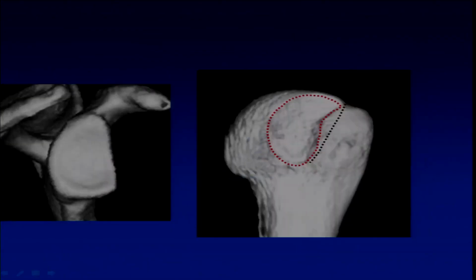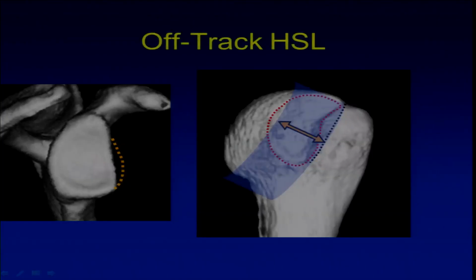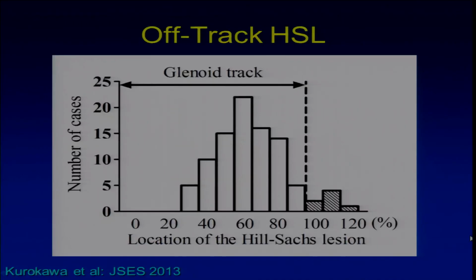On the other hand, this is a large Hill-Sachs lesion, and also there is a bony defect of the glenoid. So in this case, we measure the intact glenoid first, and this is 83% of the intact glenoid. And then we measure this defect width, and we subtract this defect width. This is the true glenoid tract width. So in this case, the Hill-Sachs lesion is out of this glenoid tract. So it's off-track Hill-Sachs lesion. On-track, off-track. This will be published soon in Arthroscopy.